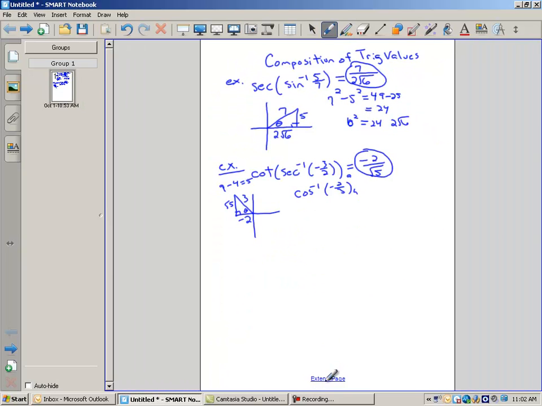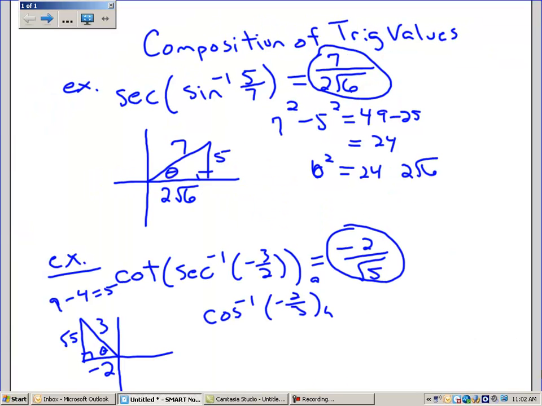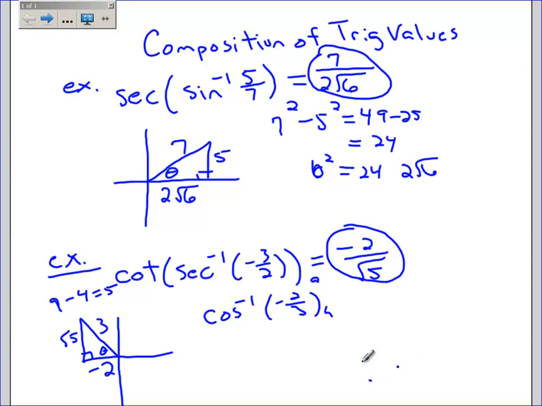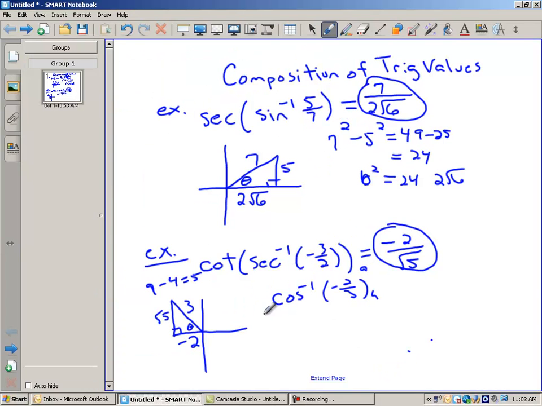Okay, let me extend my page. Full view here. Let's get out of full view because that didn't work very well.